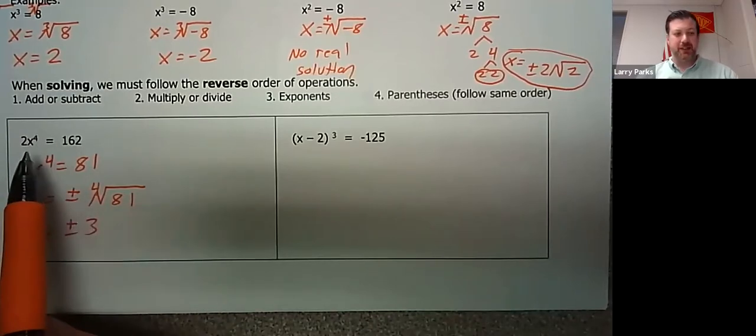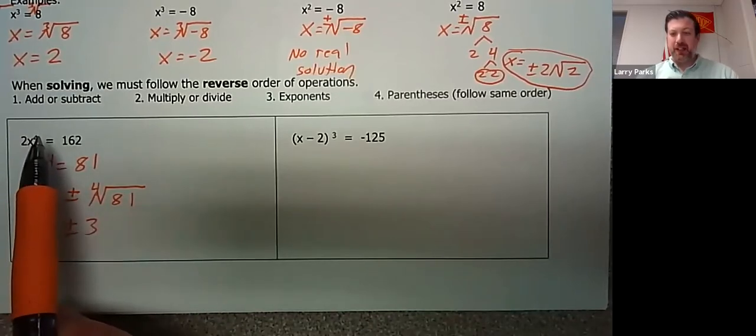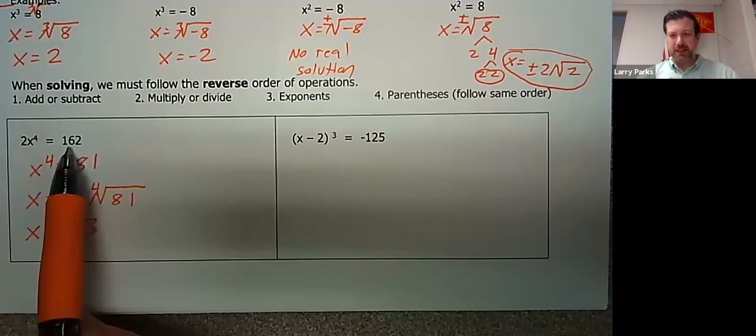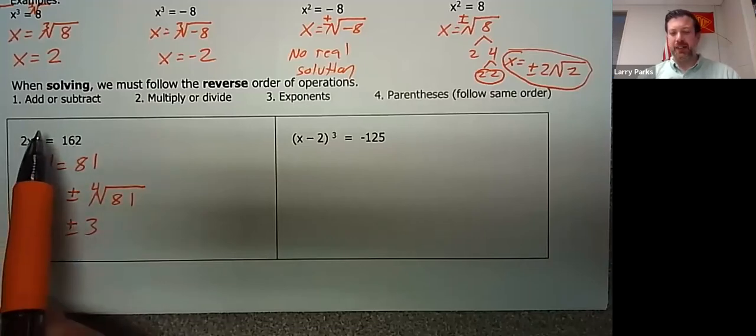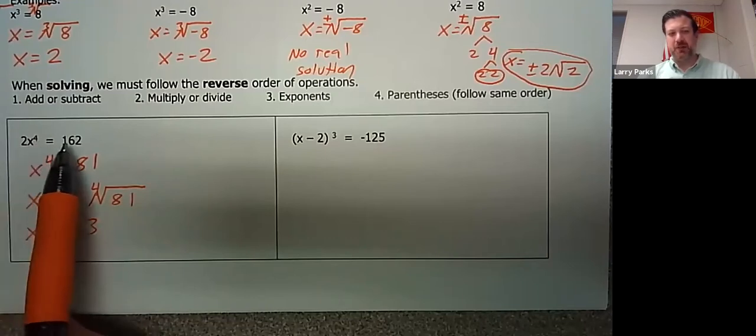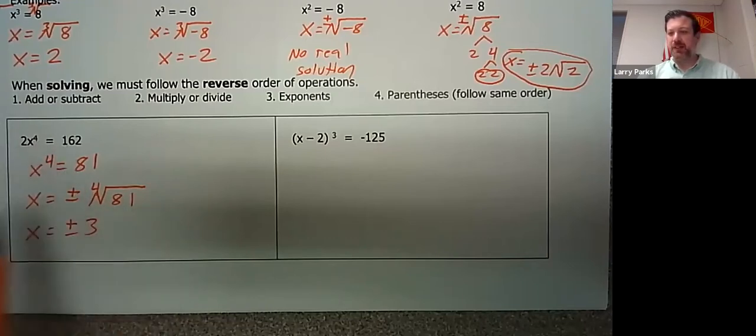Check our work. 3 to the 4th. 3 times 3 is 9, times 3 is 27, times 3 is 81, and 81 times 2 is 162. So positive 3 works. -3 to the 4th is also positive 81, and 81 times 2 is 162. So there's my 2 answers. Nothing is extraneous.